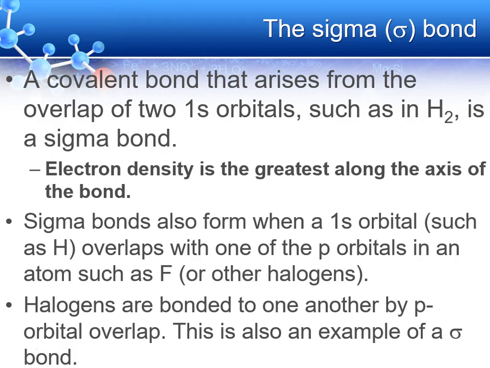So again, more information about the sigma bond. Again, think sigma, think single. It's a covalent bond that arises from the overlap of two 1s orbitals, such as in H2, or in the other two examples. In a sigma bond, the electron density is the greatest along the axis of the bond. And as I just showed you, sigma bonds also form when a 1s orbital like hydrogen overlaps with one of the p orbitals in an atom like fluorine or other halogens. And I did show you that halogens are bonded to one another by p orbital overlap, and that's an example of a sigma bond.